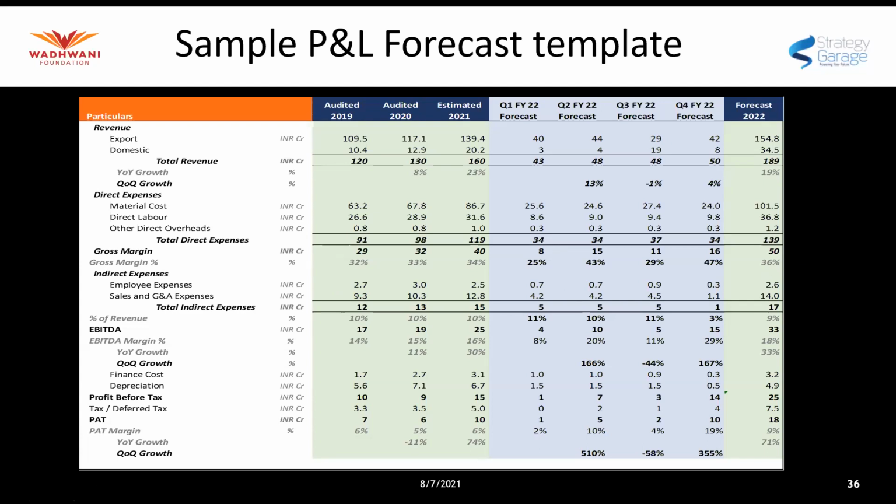And if not, what are the actions that are to be taken to actually shore up the gross margins? Because these are all variable costs and something that you can work with your vendors, or you can enhance your product to generate better margins. So those are things you can do. And then, of course, we have the expenses, finance costs, depreciation, etc. So this is what a sample P&L looks like.